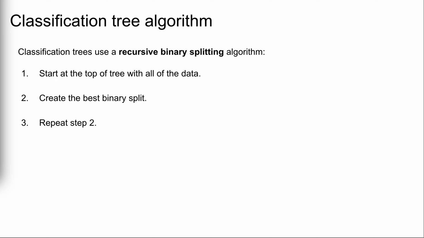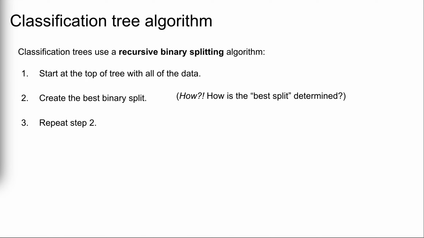Stepping back, here's what we've learned about the classification tree algorithm. Using what's called recursive binary splitting, we start at the top of the tree with all of the data points, we create the best binary split between the data points, and then we repeat step 2. That is, we continue making splits until we're done. Though this is the general idea, we've definitely ignored some important details.